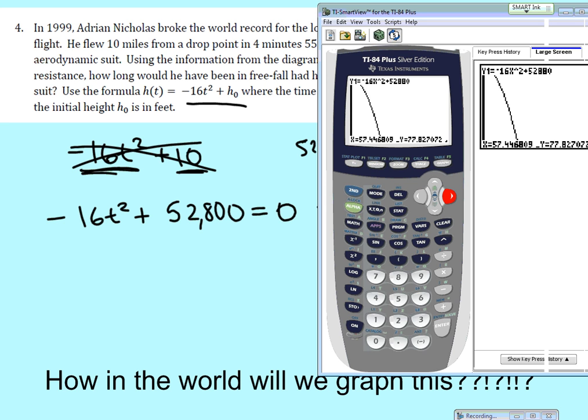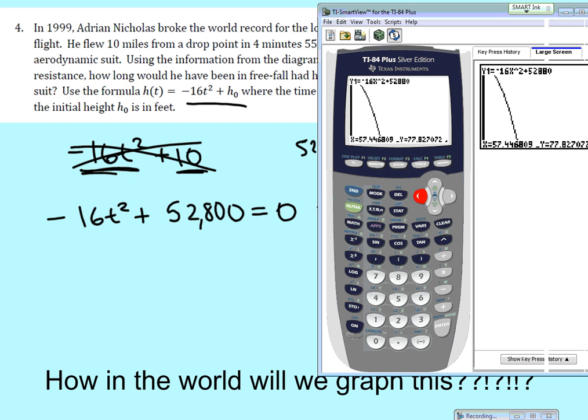At 55 seconds he's still that height. At 57 seconds he's only 77 feet in the air. If I go one more, at 59 seconds, he's way past the ground. So I can guess about 57 seconds, but I can also be more exact than that.